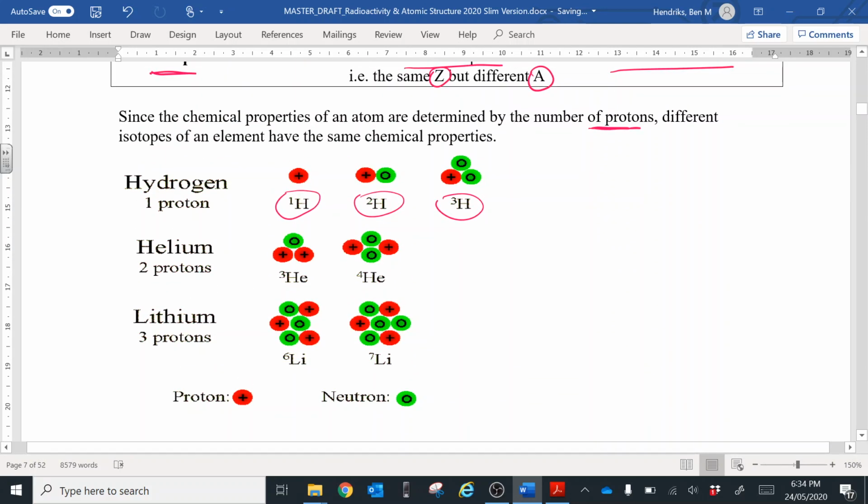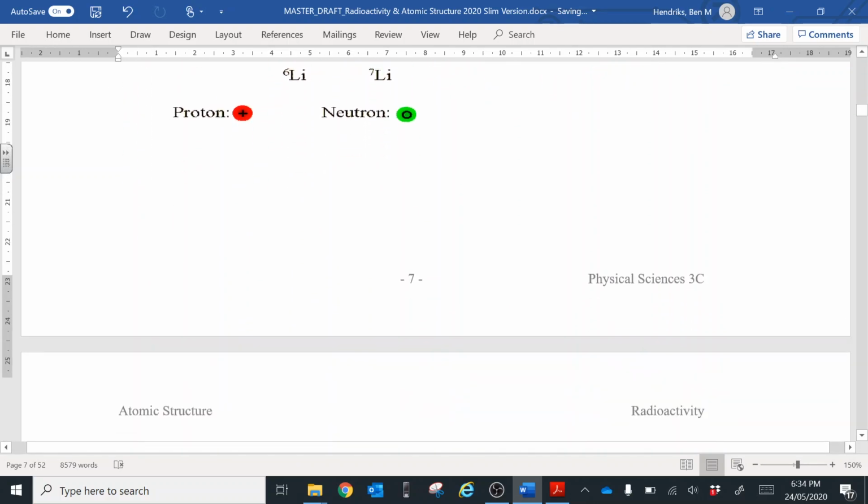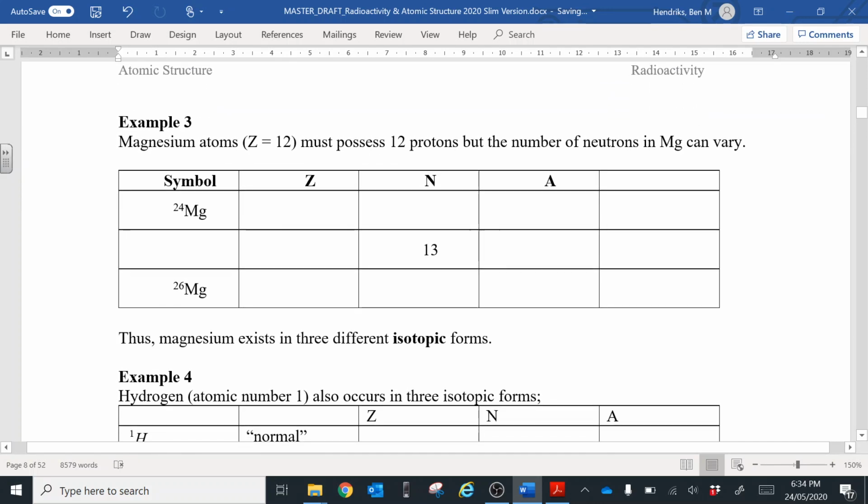Isotopes become very important when we talk about radioactivity. So different isotopes can be more or less stable, and we'll talk about that a bit later. So they are significant. Okay, so I have an example here. At the moment we're just focusing on calculating the values when we have different isotopes.